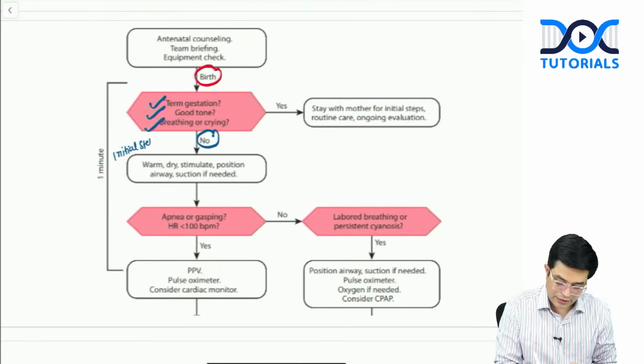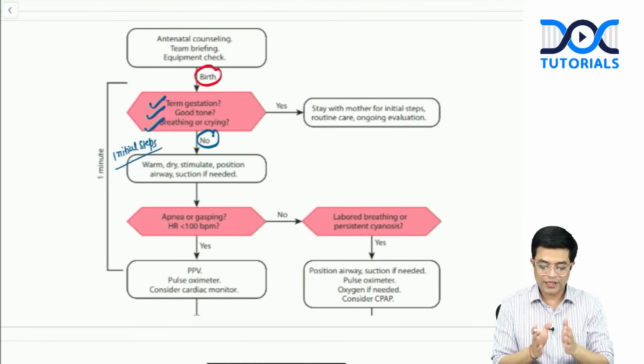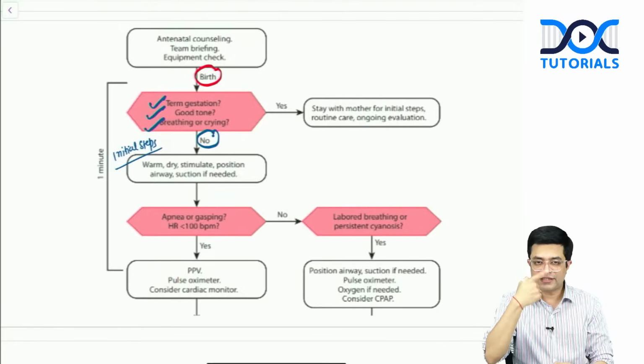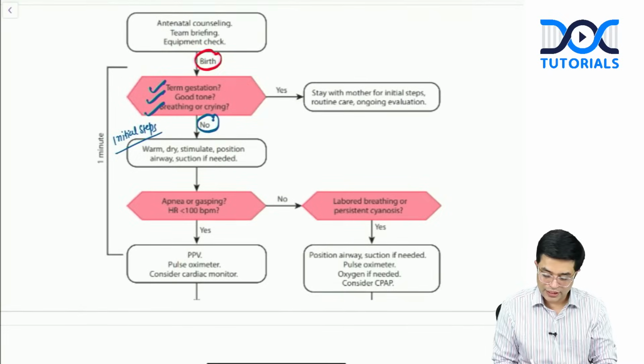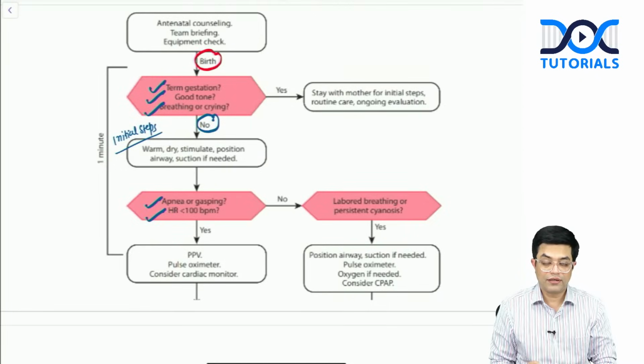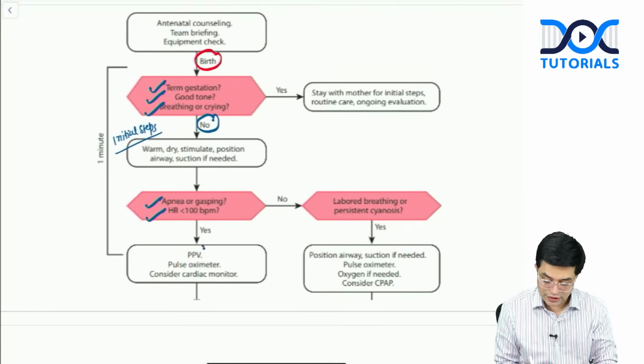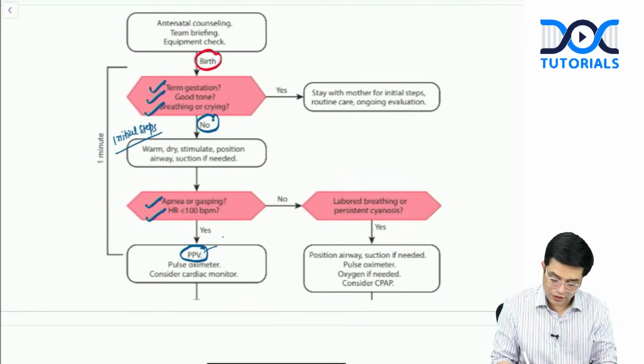इनिशियल स्टेप्स में हम क्या करते हैं, बच्चे को स्टेबिलाइज करते हैं. वार्मथ, ड्राई, स्टिमुलेट, पोजिशन द एयरवे एंड सक्शन आउट एनी क्लॉट इफ इट इज देयर इन द नोज एंड माउथ ऑफ द चाइल्ड. एंड इफ द चाइल्ड इज स्टिल नॉट इंप्रूविंग एंड हार्ट रेट एंड ब्रेडिकार्डिया इज देयर, apnea and bradycardia is there, you will start with PPV. PPV stands for positive pressure ventilation, and positive pressure ventilation is more frequently given by bag and mask ventilation.